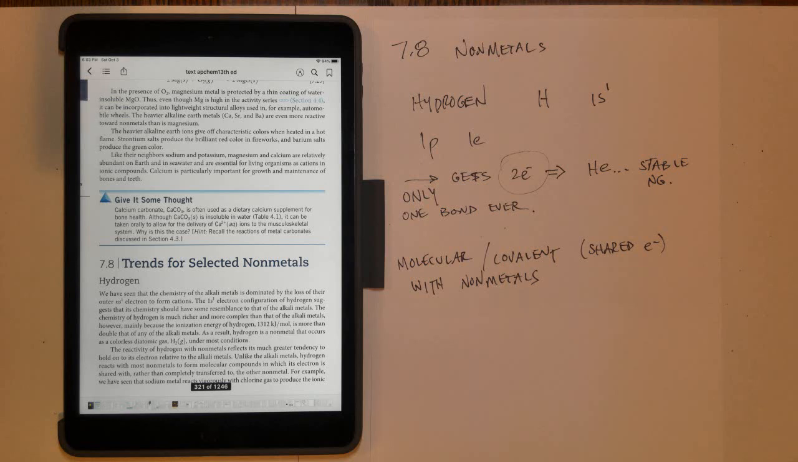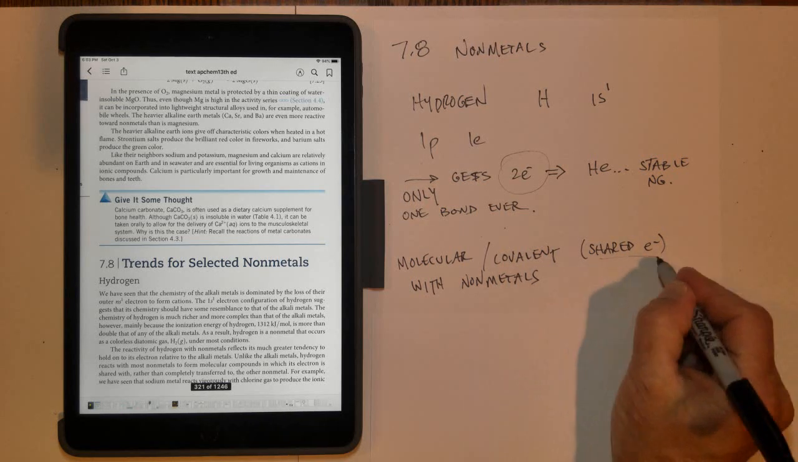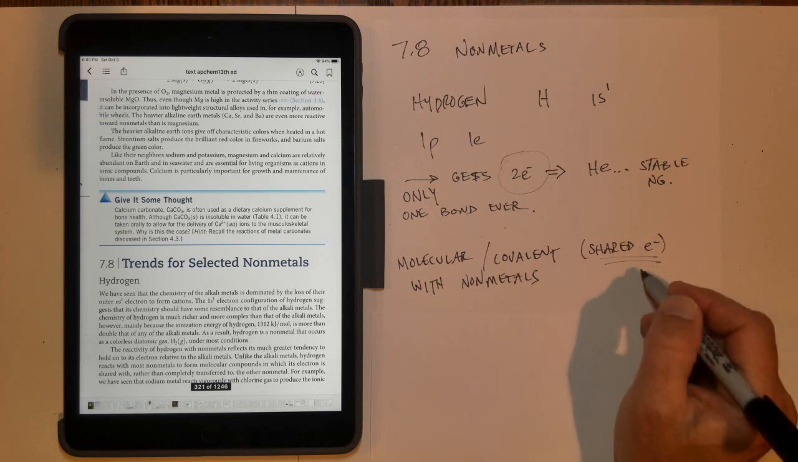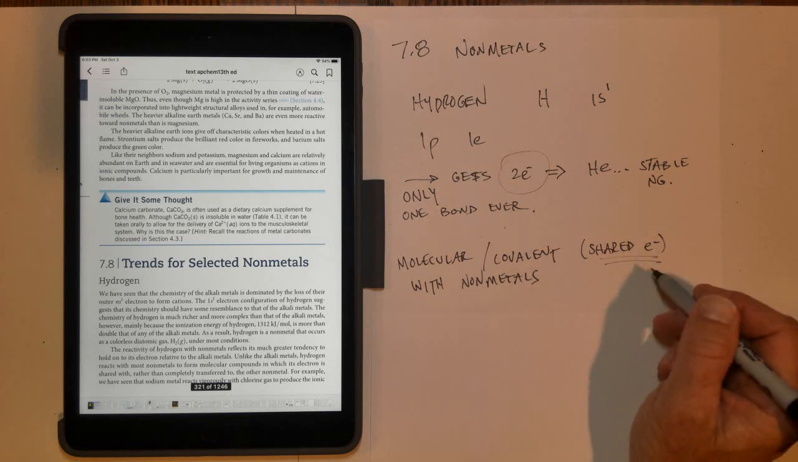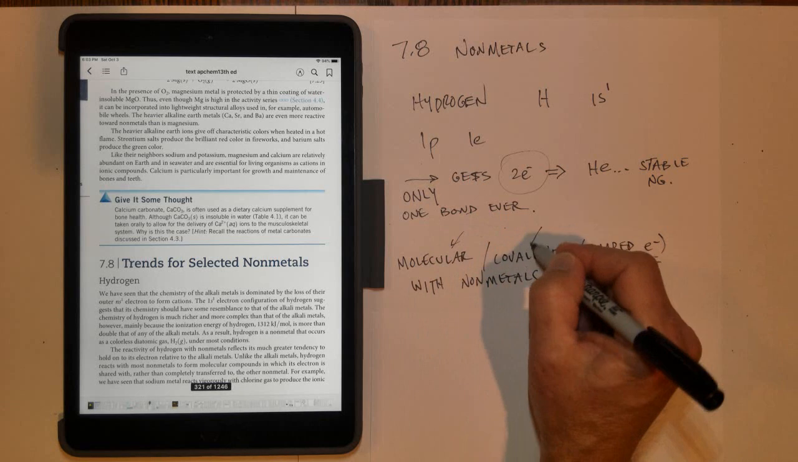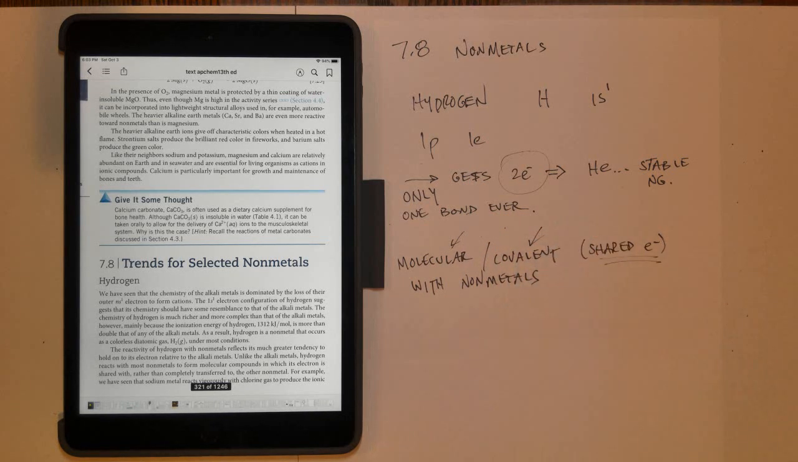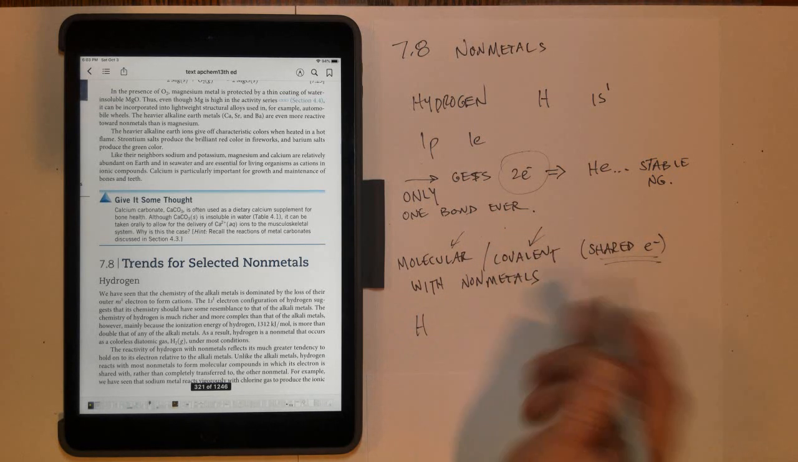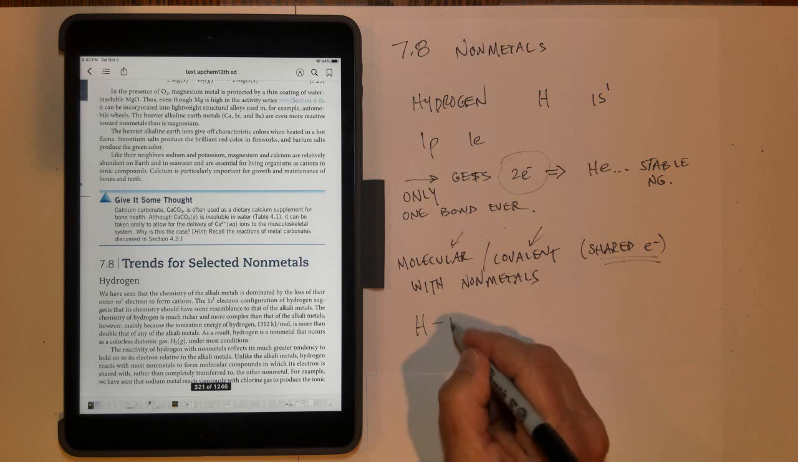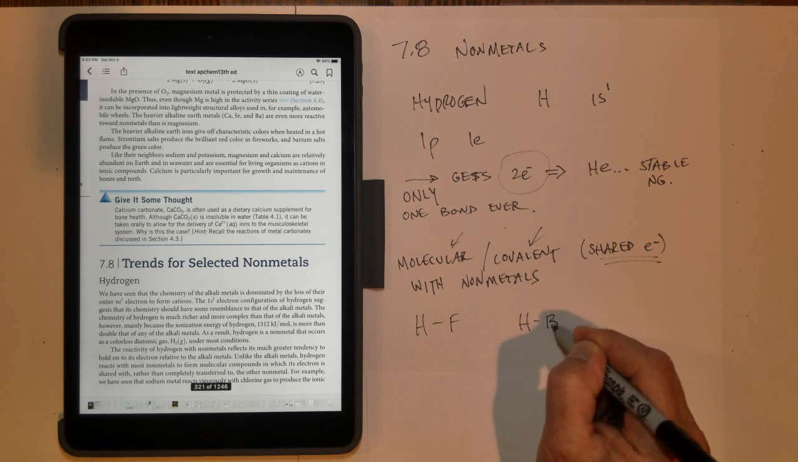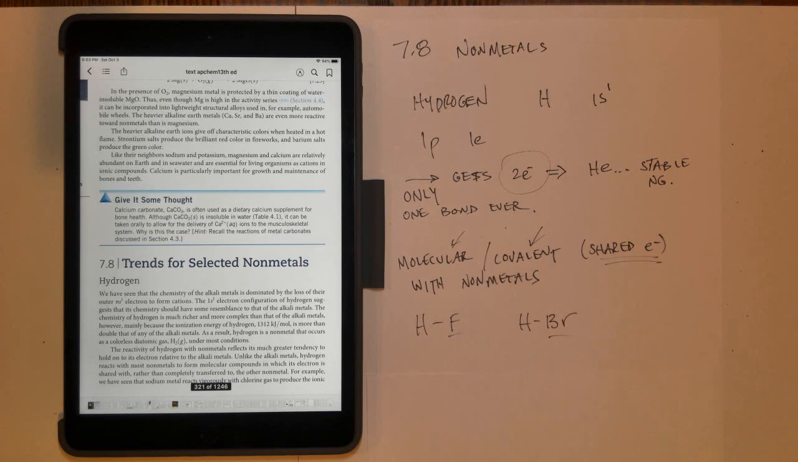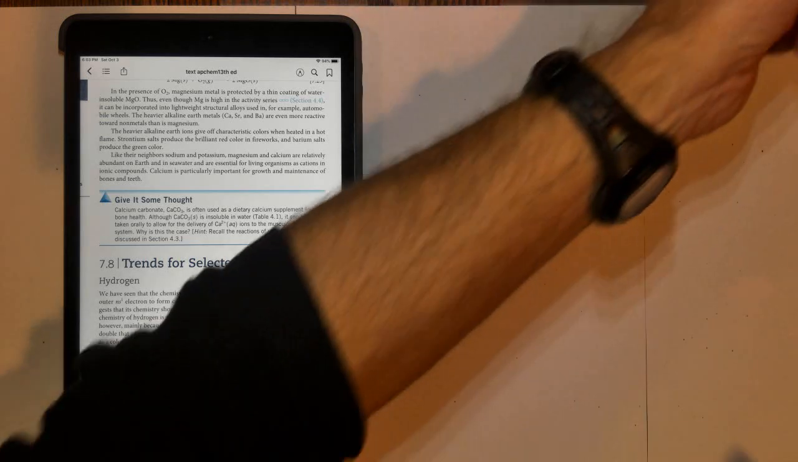So hydrogen forms a lot of what are called shared electron bonds, and the fancy name for shared electron bonds is molecular or covalent with nonmetals. That's why you see hydrogen being the thing that makes acids like HF or HBr. These are nonmetals, and hydrogen forms a bond with them that's called a covalent or a shared electron bond. Hydrogen, special element. We'll finish with 2 other groups of nonmetals.